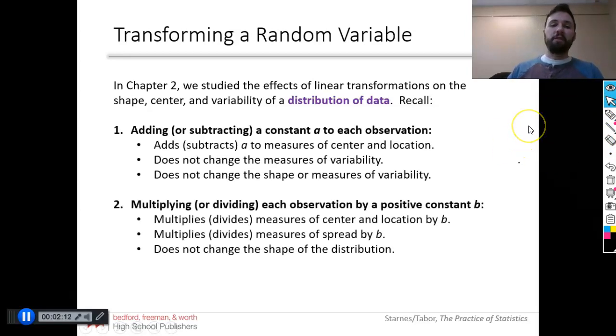But now, if you multiply or divide, it will change the center and it will change the spread. Think about it this way. If I make $10 a year and my wife makes $100 a year, and we double our salaries, I'll now make $20 a year and she'll make $200. So the difference between those numbers is increased when you multiply.